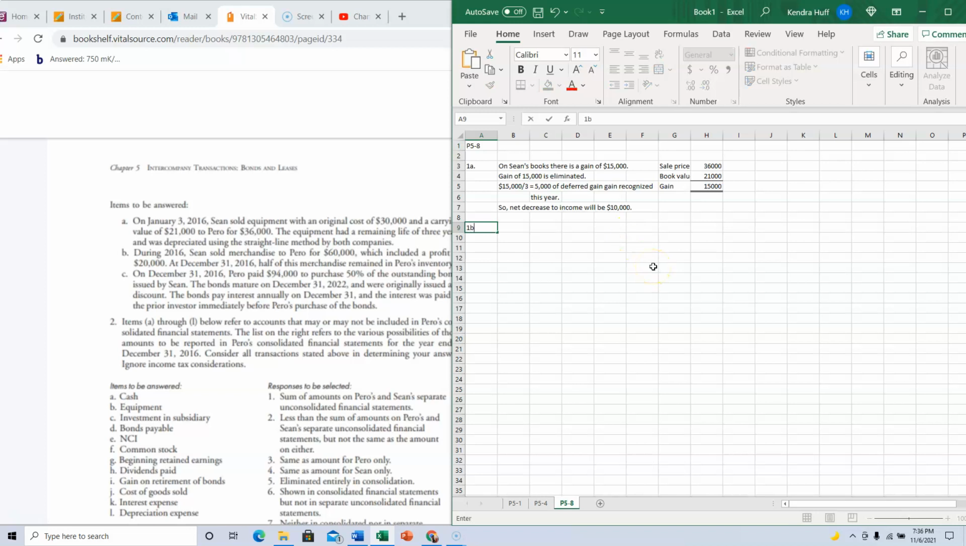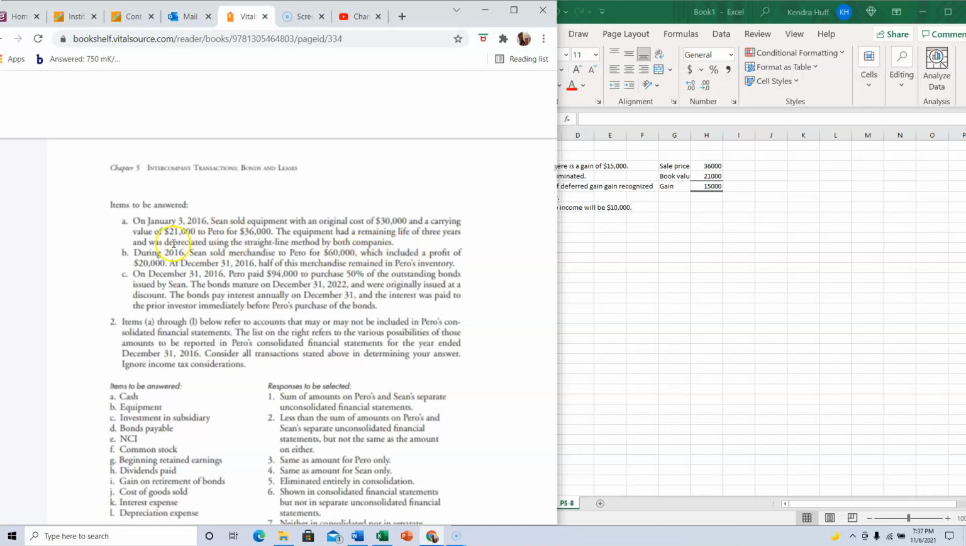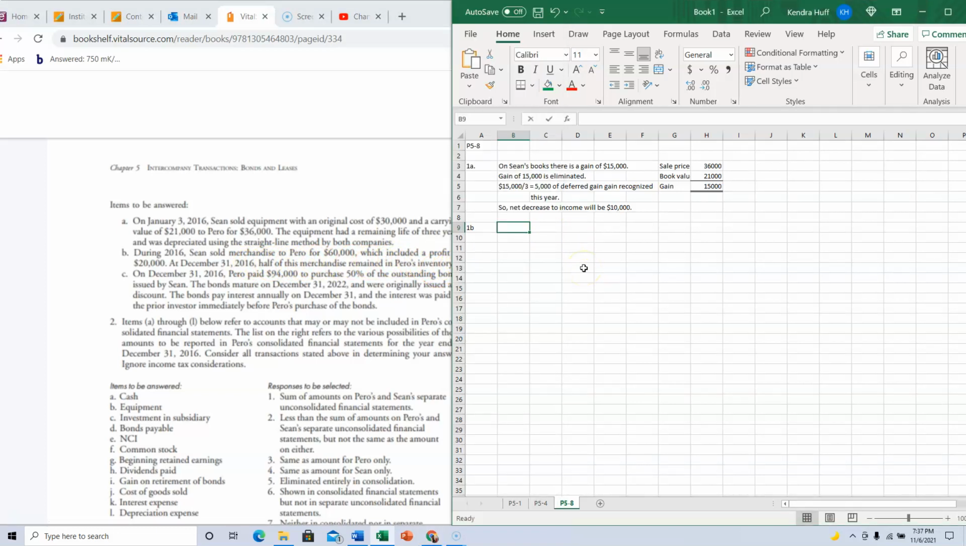All right, 1B. During 2016, Sean sold merchandise to Petto for $60,000, which included a profit of $20,000. At December 31st of 2016, half of this merchandise remained in inventory. Okay, you can't recognize the gain included in ending inventory. So it's half of 20,000. So 10,000 will be eliminated, and income will go down by that 10,000.